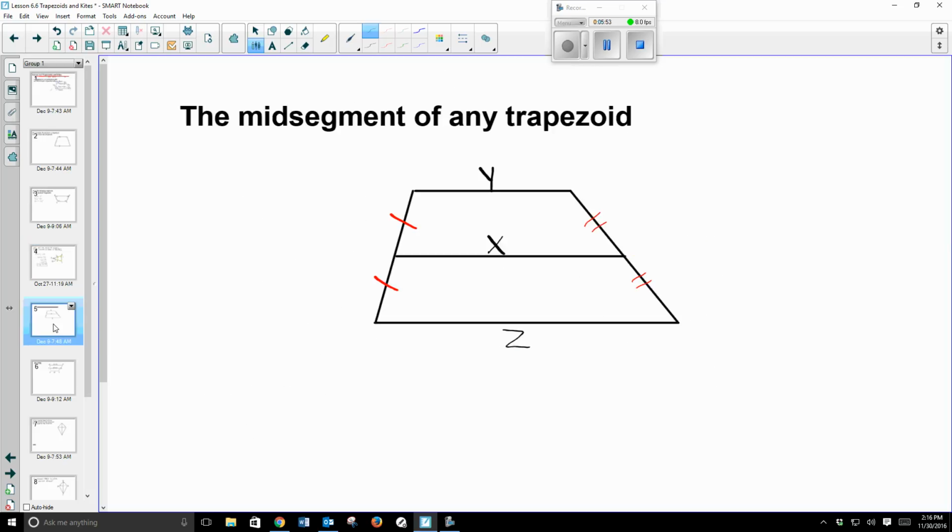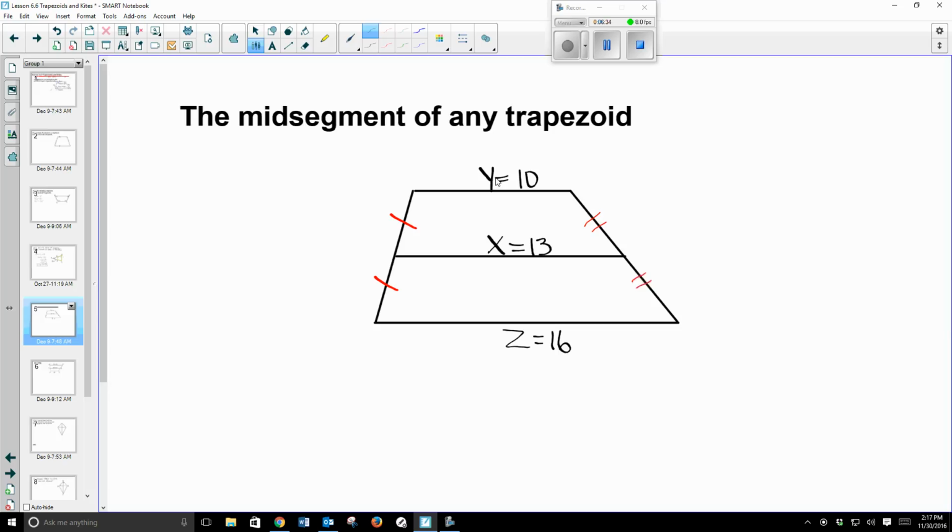Then you have a mid-segment. We talked about a mid-segment of a triangle. A mid-segment of a trapezoid is very similar to the mid-segment of a triangle. The length of the mid-segment is the average of the lengths of the two bases. So, in other words, if y, let's say, is 10 and z is 16, then this would be 13? Would 13 be the midpoint, the middle number between 10 and 16? It would, wouldn't it? Okay.